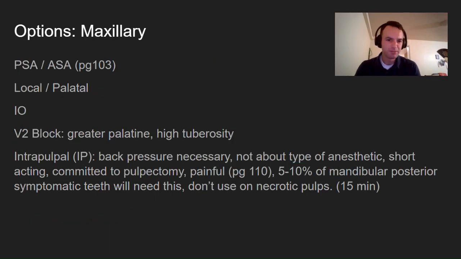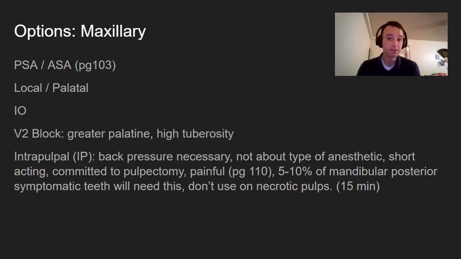Okay, we're on to our maxillary blocks. I think we're doing okay on time right now. There's a few different kinds. You can get into a bunch of different techniques on how to do a PSA or an ASA or a greater palatine or a high tuberosity. I'm not going to go into those different methods right now and how to do them, but you should know some basics of them and be prepared to use them at times.